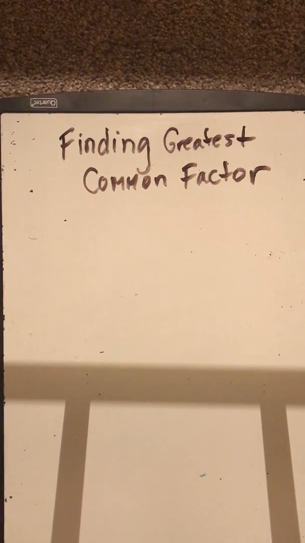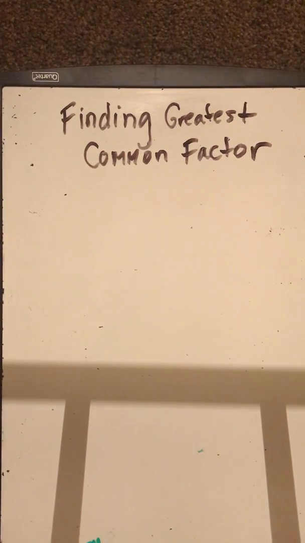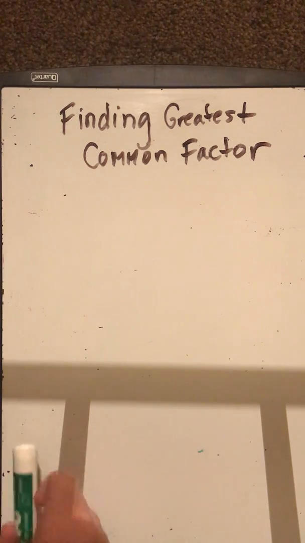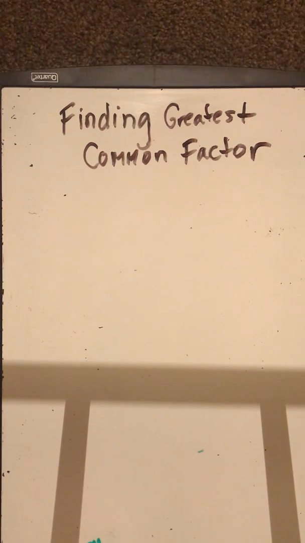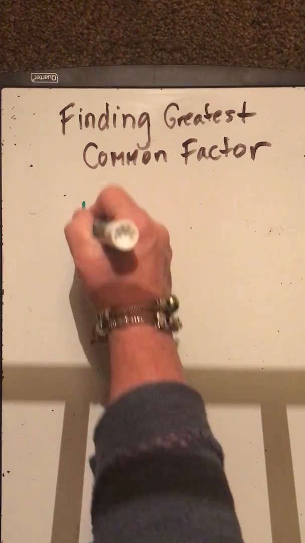In this video, we are going to work on finding the greatest common factor. In the last video, we talked about finding factors. Sometimes you're given two numbers and you need to find the common factors between them, and then you need to find the greatest common factor. So we're going to show you how to do that.